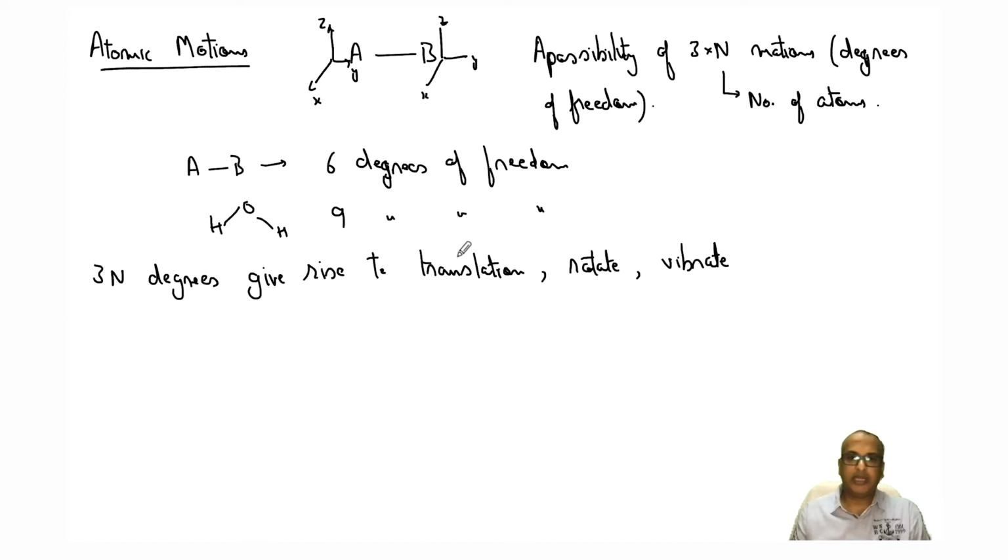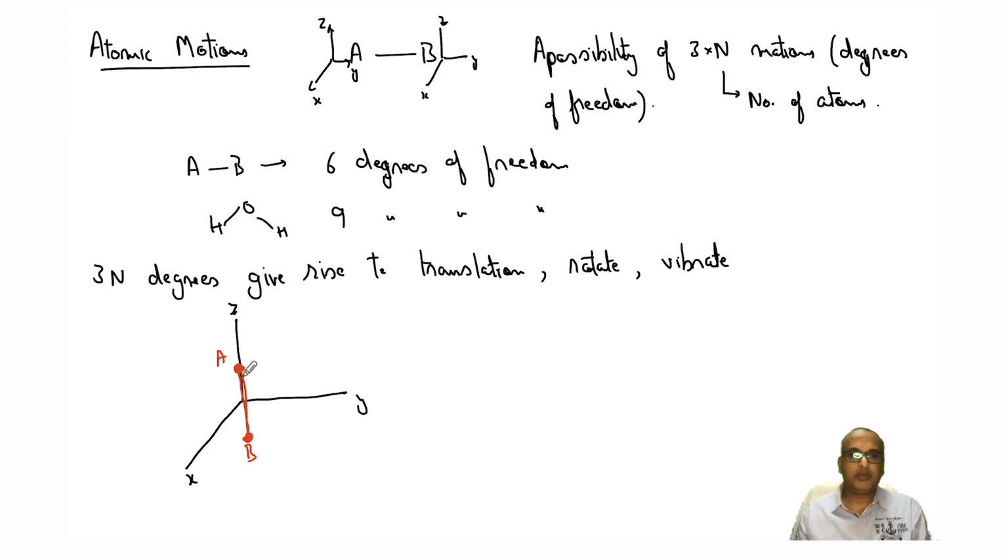So let us first see what the different possibilities are. Okay, let's see how this can happen. Let's say we have a molecule like this in the XYZ frame. Let me draw the molecule with a different color. So I have A and B. This is my molecule.